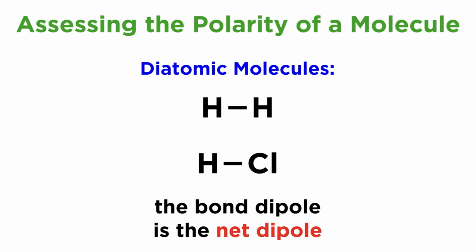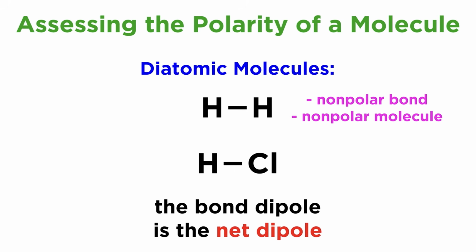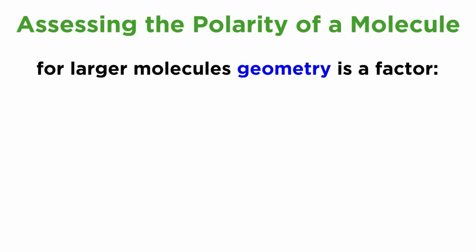For diatomic molecules, the net dipole moment is just the individual bond dipole. If the bond is nonpolar, the dipole is zero. If the bond is polar, the dipole is determined by the bond dipole moment. But if we get into larger molecules with 3 or more atoms, we have to take into account the geometry of the molecule to see how the bond dipole moments will add up.